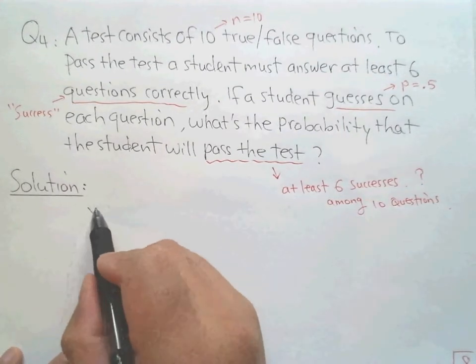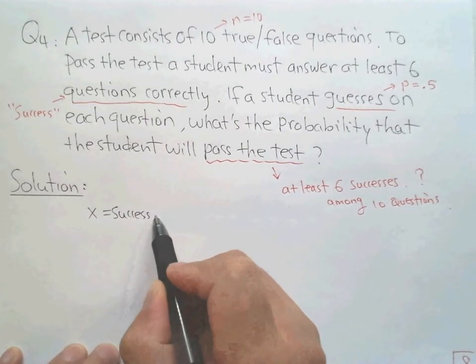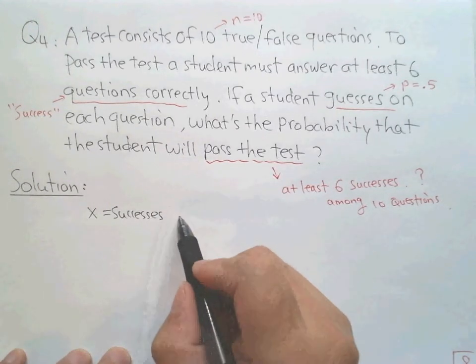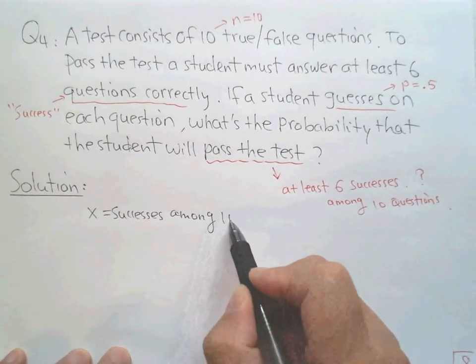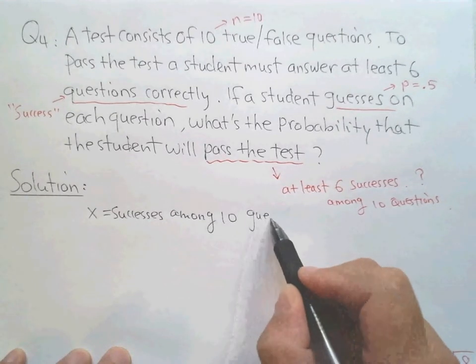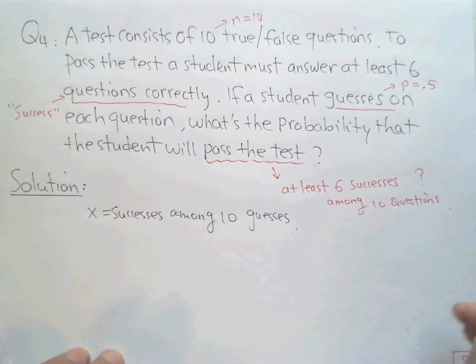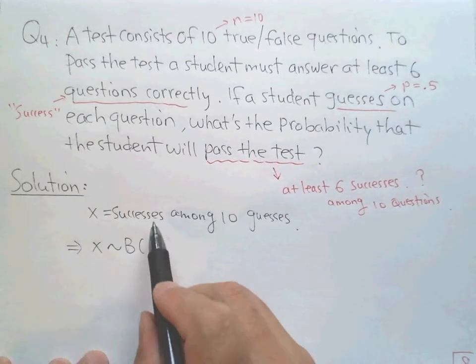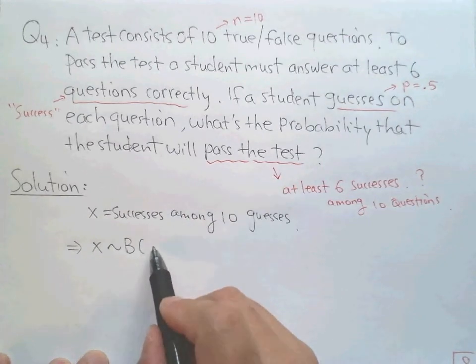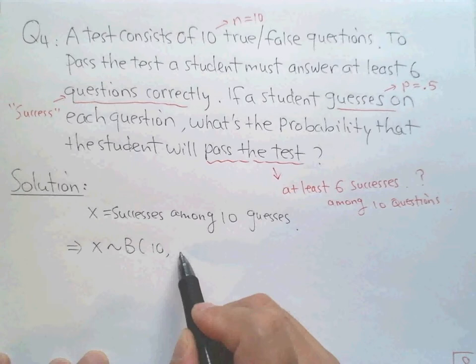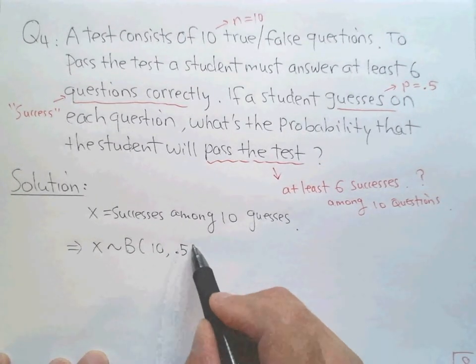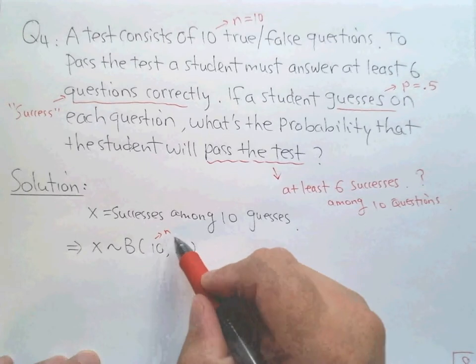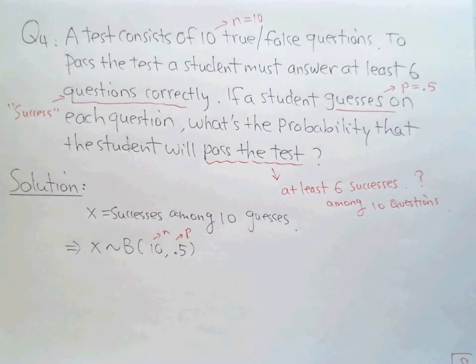So you know how to find this, right? Now set up. We set X as the total number of successes among 10 questions, or I say 10 guesses, right? You guess each question. And exactly this X follows a binomial distribution, the total number of successes. N is 10, P is 0.5. This is N, and this is P.